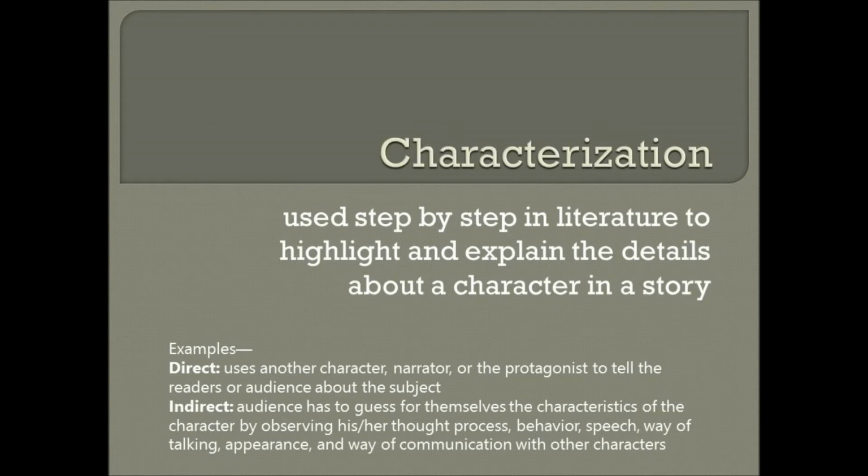Next is characterization, which is used step by step in literature to highlight and explain the details about a character in a story. There's two types. Direct, which uses another character, narrator, or the protagonist to tell readers or audience about the subject. There's also indirect, in which you figure out character traits by action. So I could say Jonathan's a terrible person because he just is, but then he pushes someone down the stairs and you see that he's terrible.